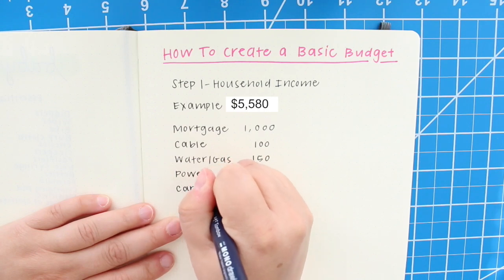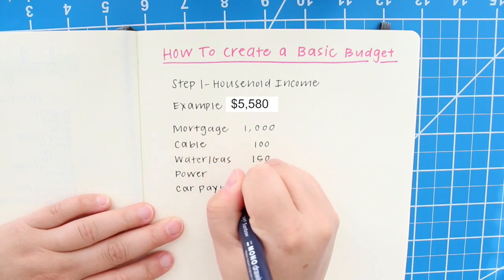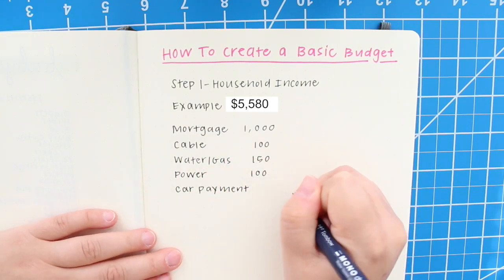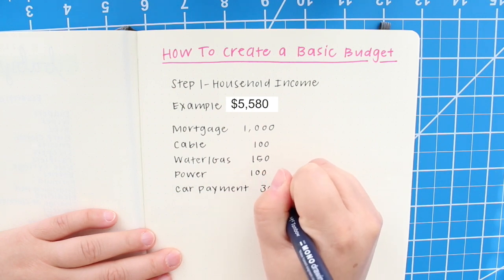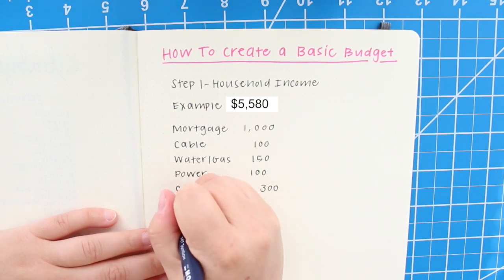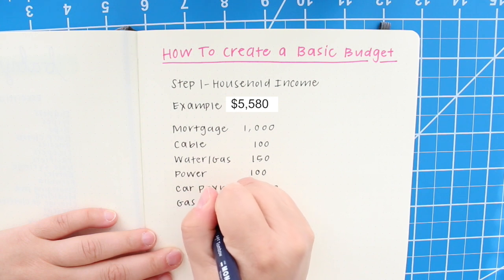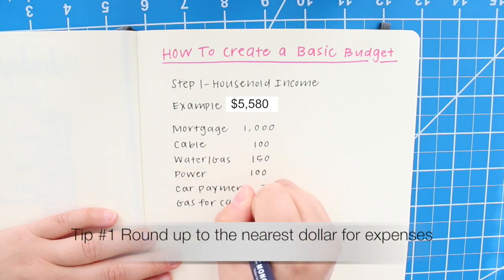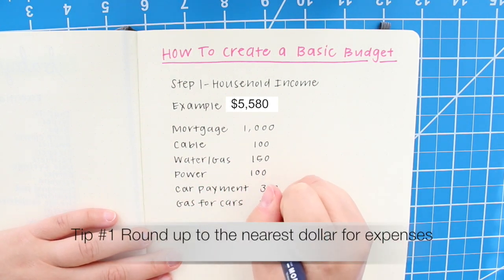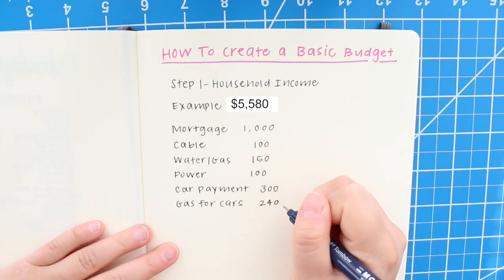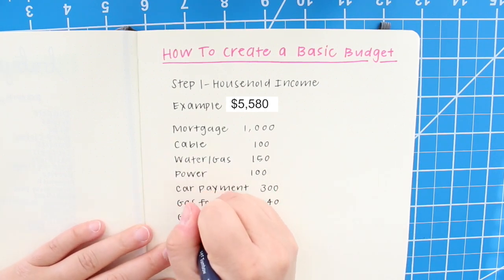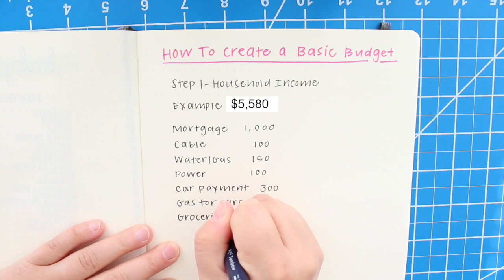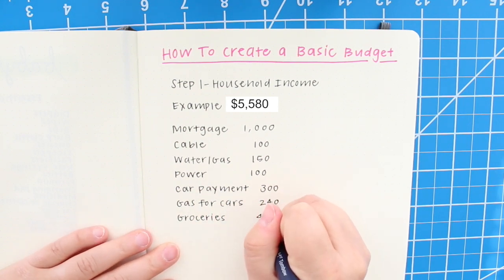Now just keep in mind that when you're writing out your bills, of course some things are going to fluctuate, like your power bill, your water bill, and possibly your gas bill. So my first tip is to always round up. So if you know that your water bill is around $112 per month, I would round that up to $120. This way, if it's a little more than you budgeted for, you are covered.